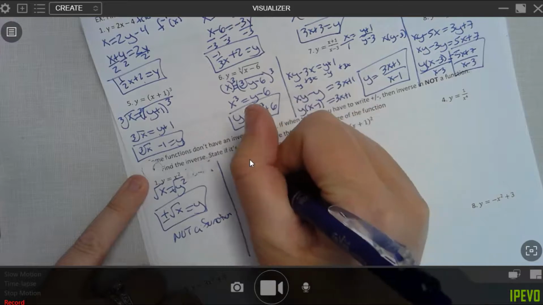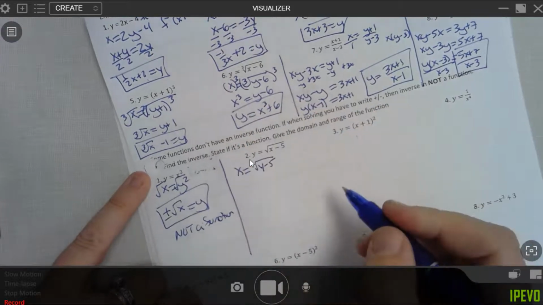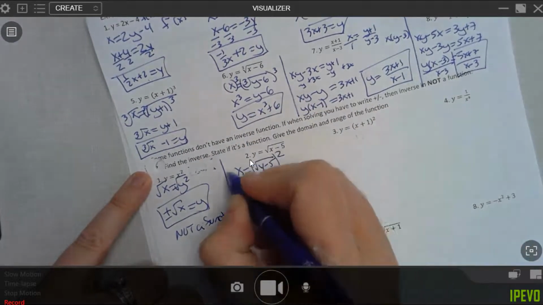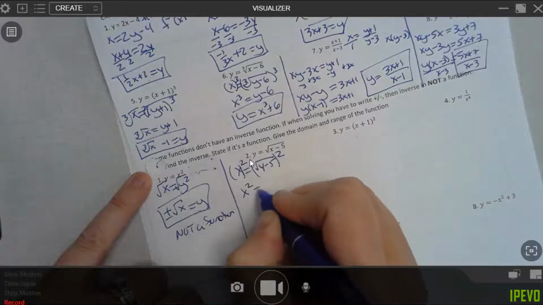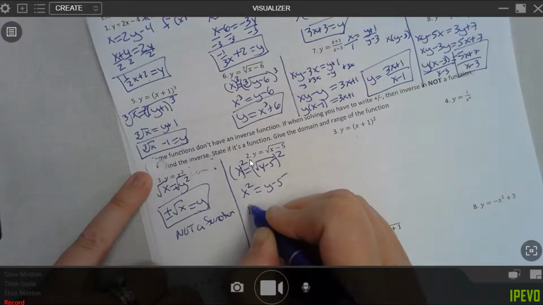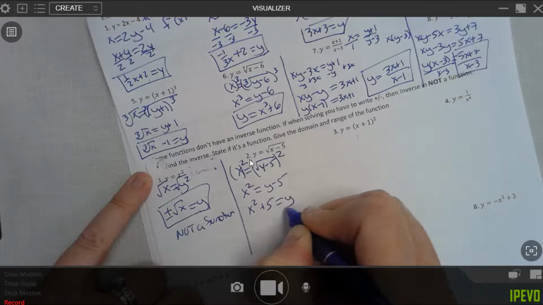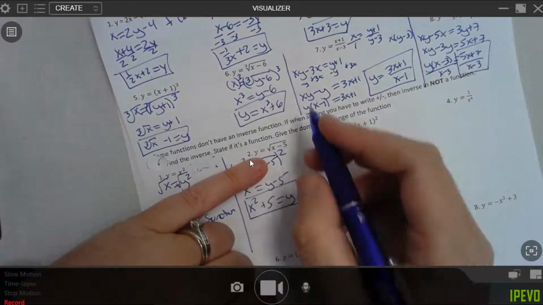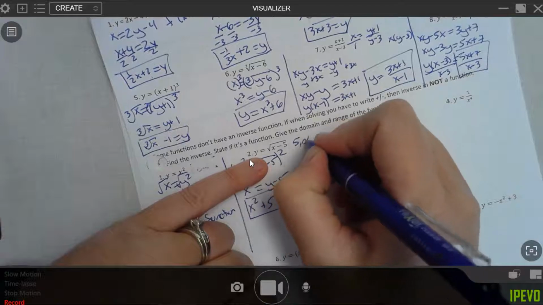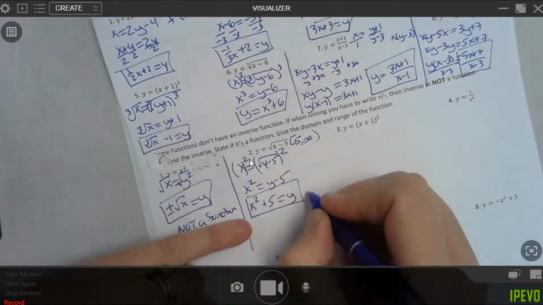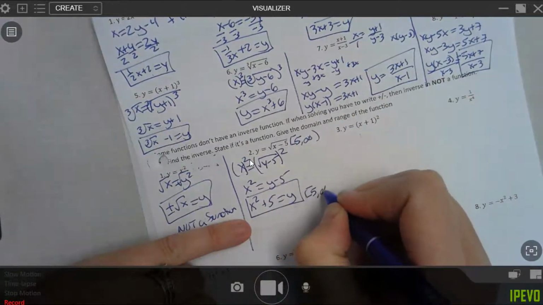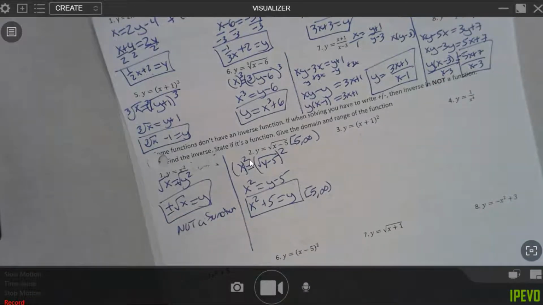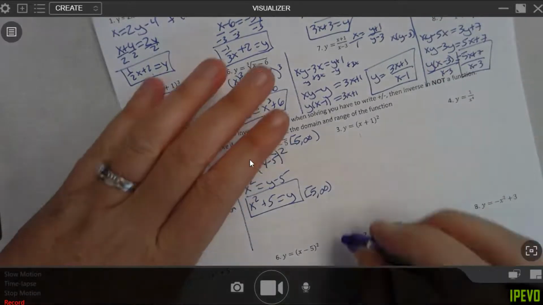Let's see if this one's a function. So to get rid of a square root, I should square both sides. And then I should add my 5 over. So here's the inverse. The problem is that this was only defined for 5 and bigger. That means that this is only defined for 5 and bigger. Okay, you can't switch, this would be 0 and bigger.